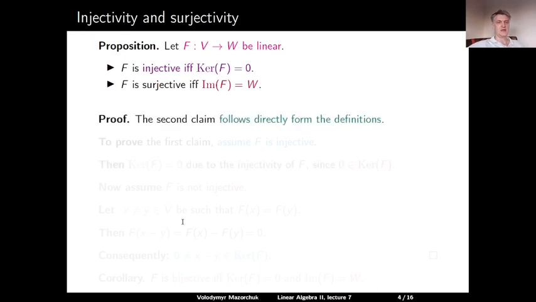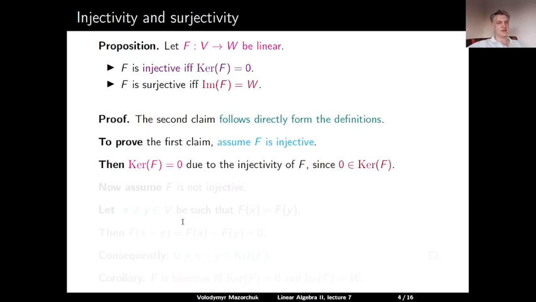Proof. The second claim is basically the definition of the fact that F is surjective. So this is an easy fact. To prove the first claim, assume first that F is injective. Then, of course, the kernel of F is equal to 0 because F is injective. It can send to 0 at most one element, and of course the 0 element of V is sent to the 0 element of W, so therefore the kernel of F is equal to the 0 vector.